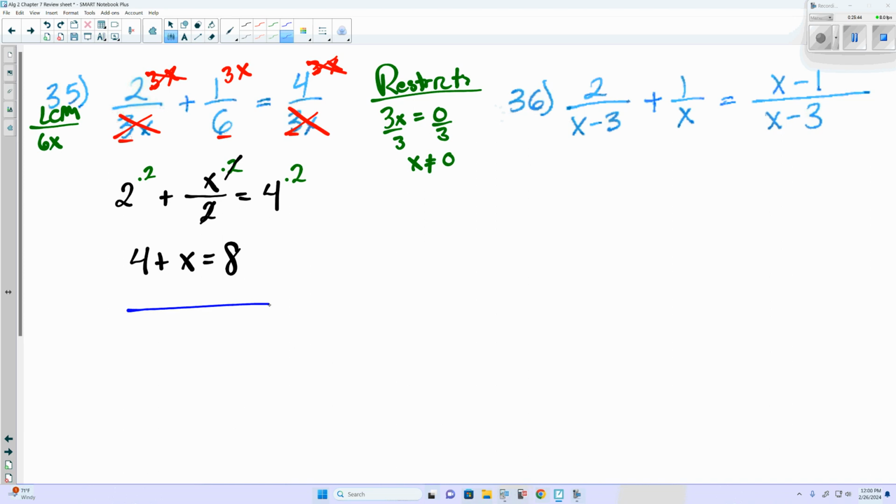Do we have an x squared term? No, so get x by itself. That's it. And since that's not one of our restrictions, that's the solution. That's it. Questions on this here?